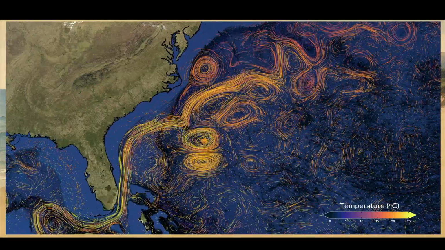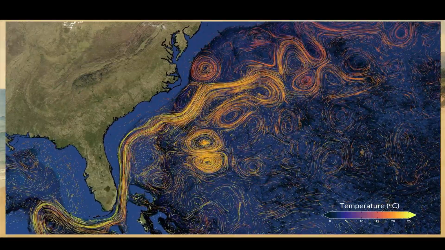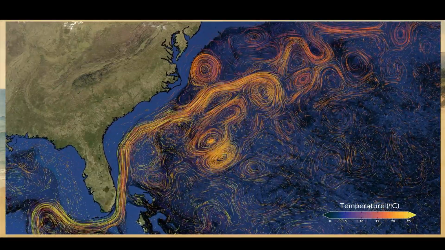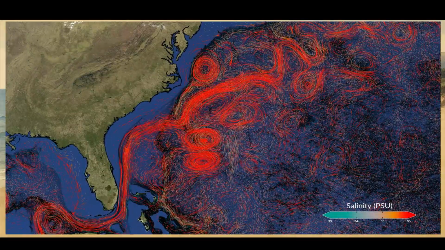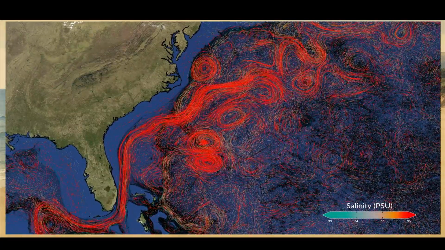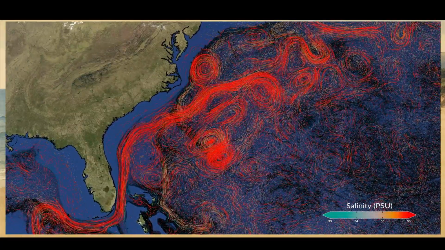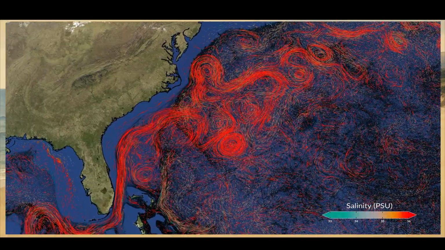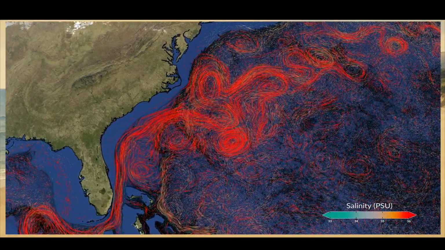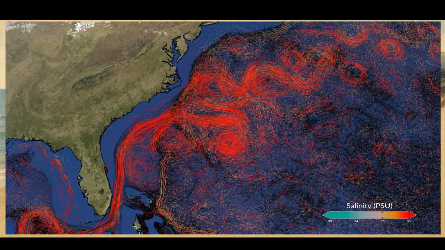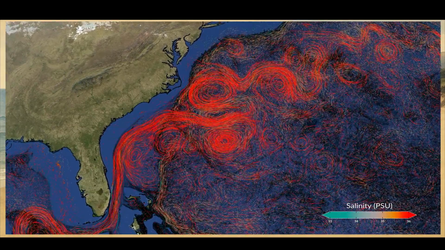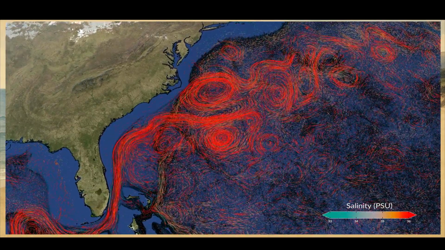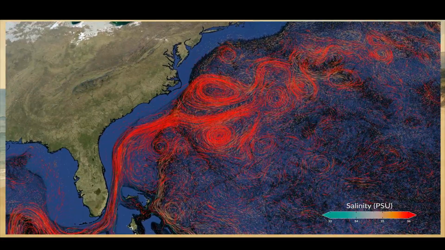But temperature isn't the only thing that can make water sink. So can salt. Salinity, or the amount of salt in the water, can make it heavy. The saltier and colder water is, the heavier it gets. As it gets warm and fresh, water gets lighter. Changes in the heaviness or density of ocean water are what keep the ocean's conveyor belt turning.